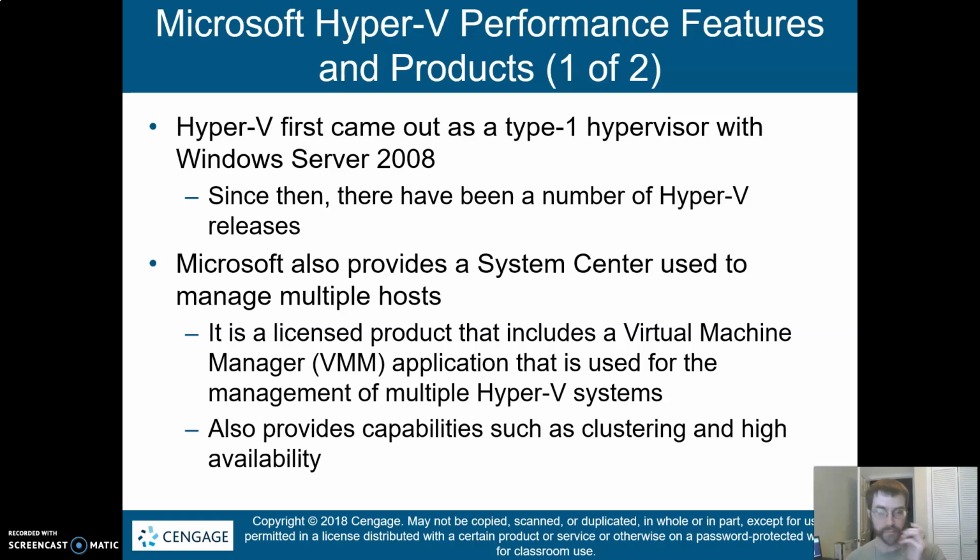Hyper-V came out as a Type 1 hypervisor with Windows Server 2008. So this is around the Windows 7 timeframe. There have been a number of Hyper-V releases since then. Now, Hyper-V is both a Type 1 and a Type 2 hypervisor. Microsoft had a Type 2 hypervisor before, as we discussed, but it was called Virtual PC. This dates all the way back to the Windows XP days.